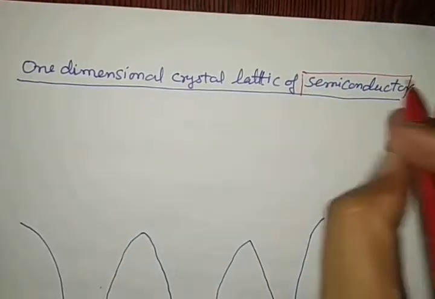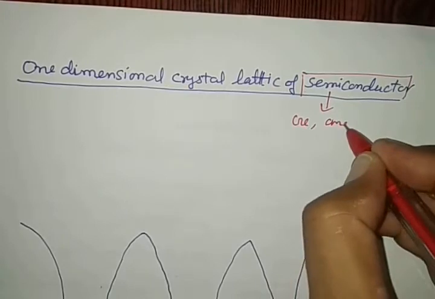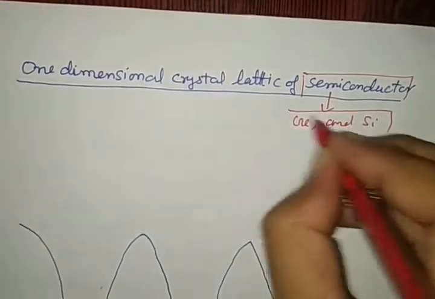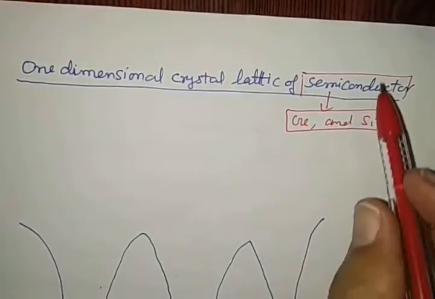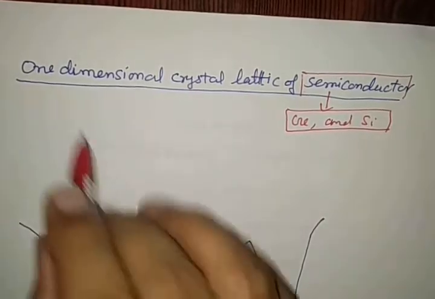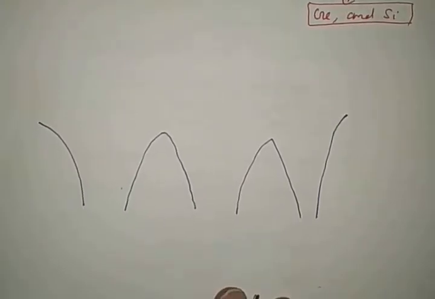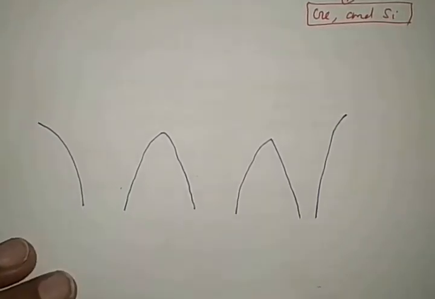semiconductors. We know semiconductors are germanium and silicon. How does this band theory work in a semiconductor? Here, we are going to explain it in a one dimensional structure of lattice. So see this whole explanation here in this way.